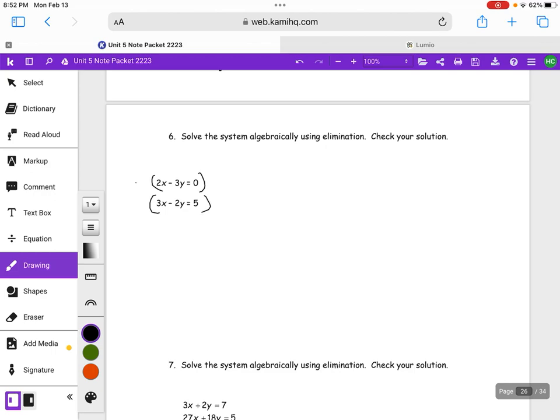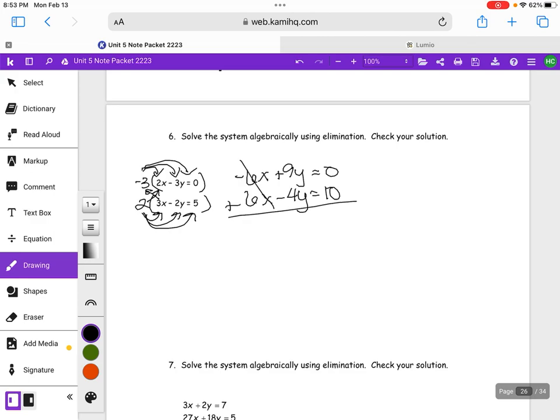So I'm going to take this 3 and multiply this through by negative 3 and this one through by 2. What I did there was I chose the 3 from down here and I chose the 2 from down there and I made one negative. So now when I distribute that negative 3 through, I will get negative 6x plus 9y equals 0. And on the bottom, I'm going to distribute the 2 through, which will give me 6x minus 4y equals 10. Add those together, those will cancel. You get 5y, 9y minus 4y is a 5y, equals 10, divided by 5, divided by 5, y equals 2.